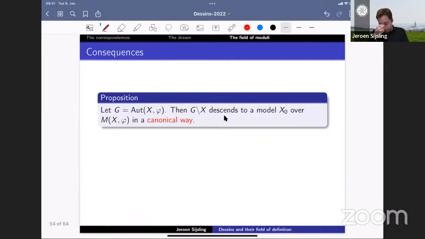There's another corollary of this, namely, suppose I take the automorphism group of this pair, and you can quotient it out on the left again. And because you are making all your automorphisms trivial in this quotient, this will descend to a model over the base field.